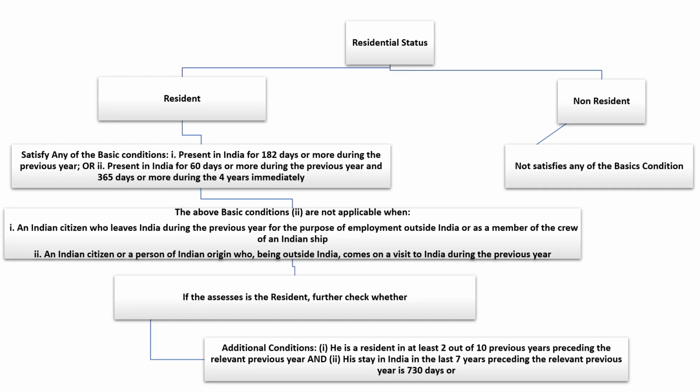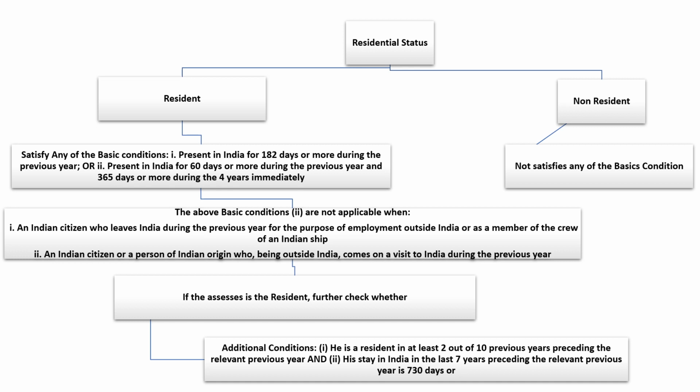So this is a slide which shows the steps of the residential status, and this is a very important slide. In the first step, he would be either resident or non-resident. If he satisfies the basic conditions, meaning the two conditions of 182 days stay and 60 plus 365 days stay, he would be resident, and if he has not completed these basic conditions, then he would be deemed to be non-resident.